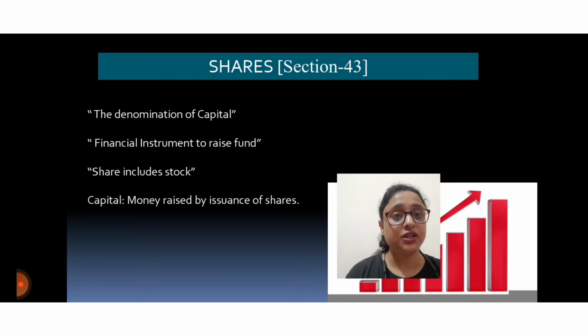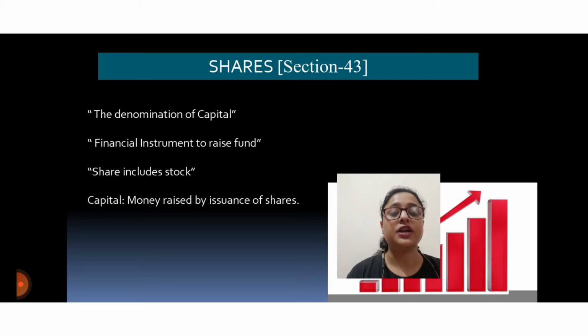By issuing the shares, what does the public do? It purchases the shares from the market and invests the capital into the company. You can say that if I am investing 1,000 rupees in a company, I will be getting 1,000 rupees of shares from the company. The company will be issuing me the shares against the money that I have invested in that company.